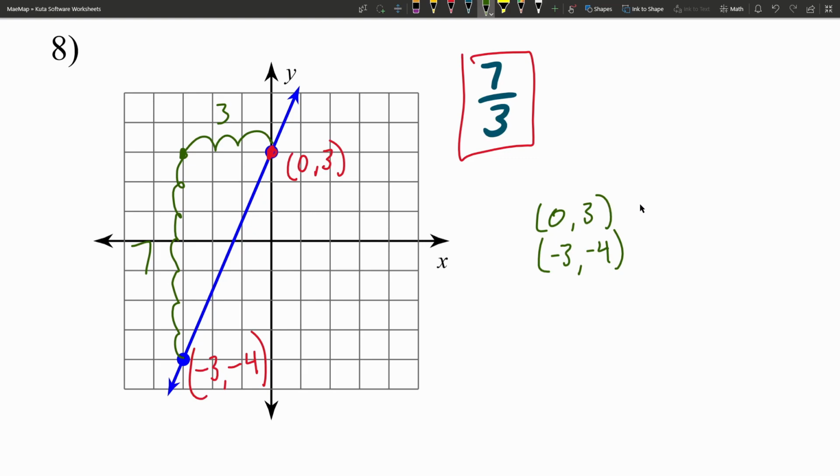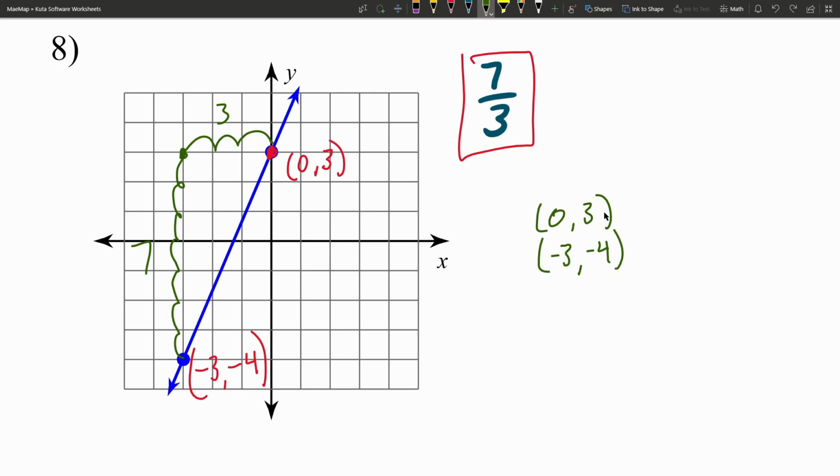So let's go ahead and start with this point here. And it doesn't matter what point you start with as long as you're subtracting the same way. And what I mean by that is if we're taking this y and subtracting this y, we need to take this x and subtract this x. We can't reverse that and start with this and then subtract that. We have to go the same way.